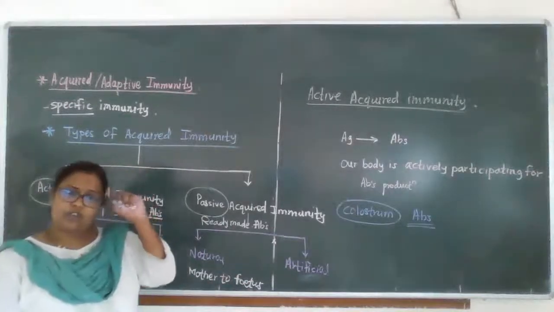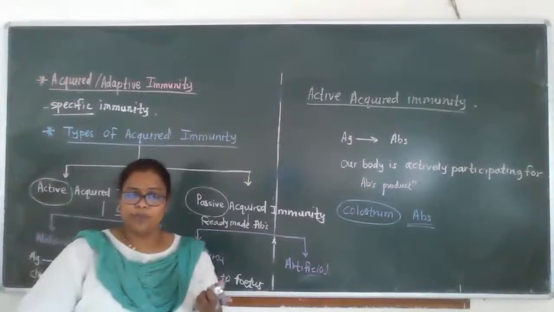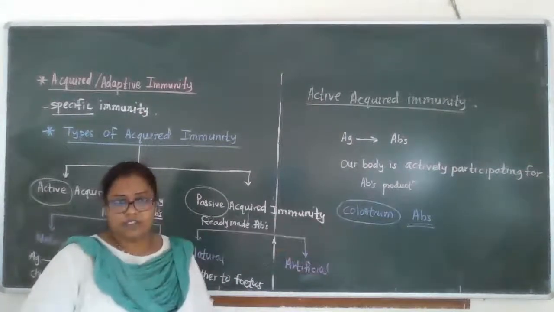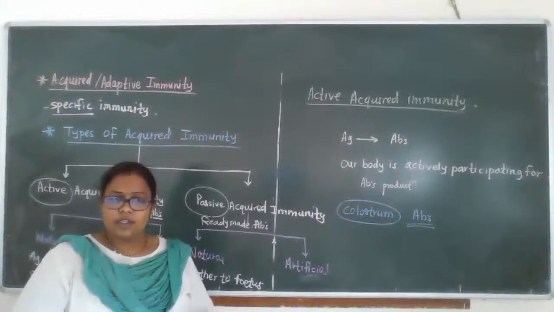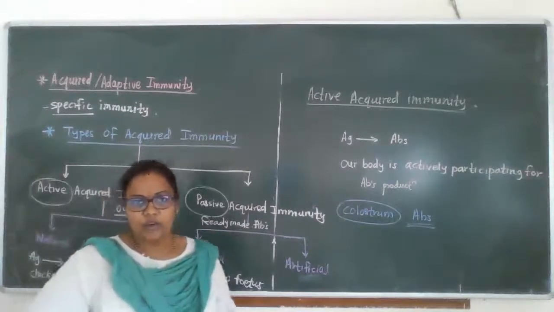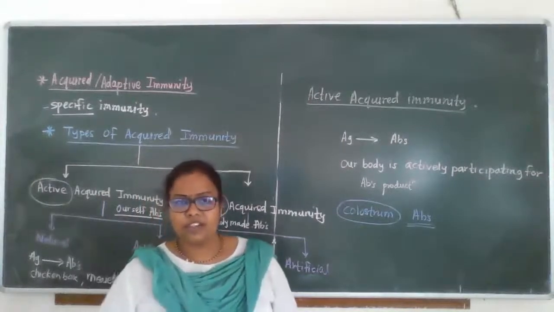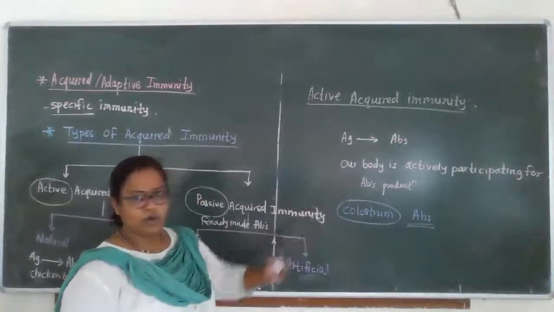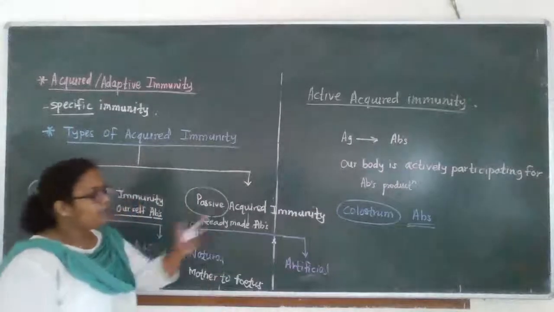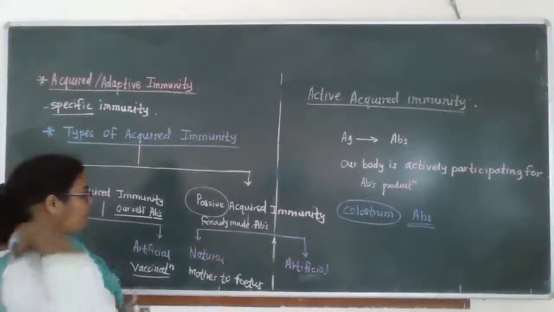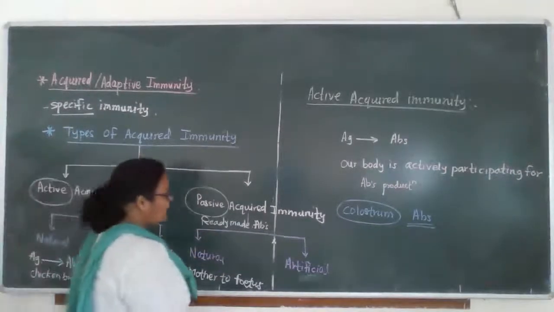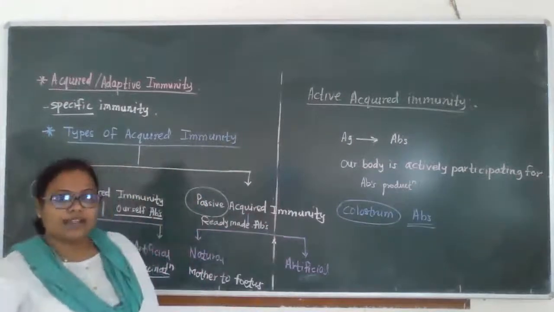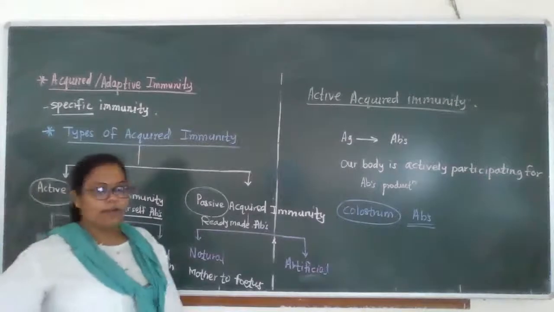Even though we also consume cow colostrum, domestic animals' colostrum is also a source of antibodies. Okay, nowadays research is going on cow colostrum for treating diabetes. Obviously, that is because antibodies are present in colostrum, right? Then the next one is the artificial passive acquired immunity. So what is the artificial passive acquired immunity?